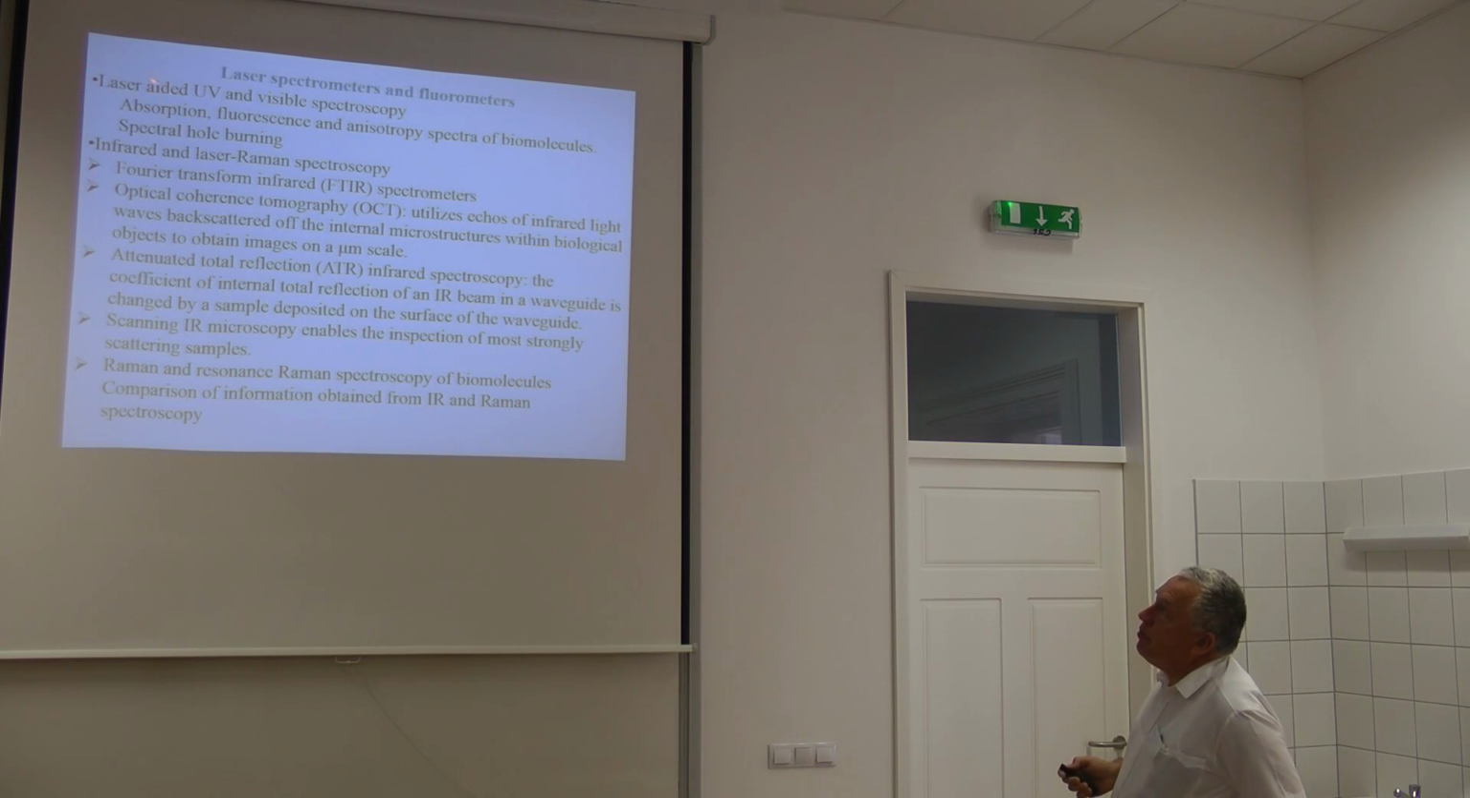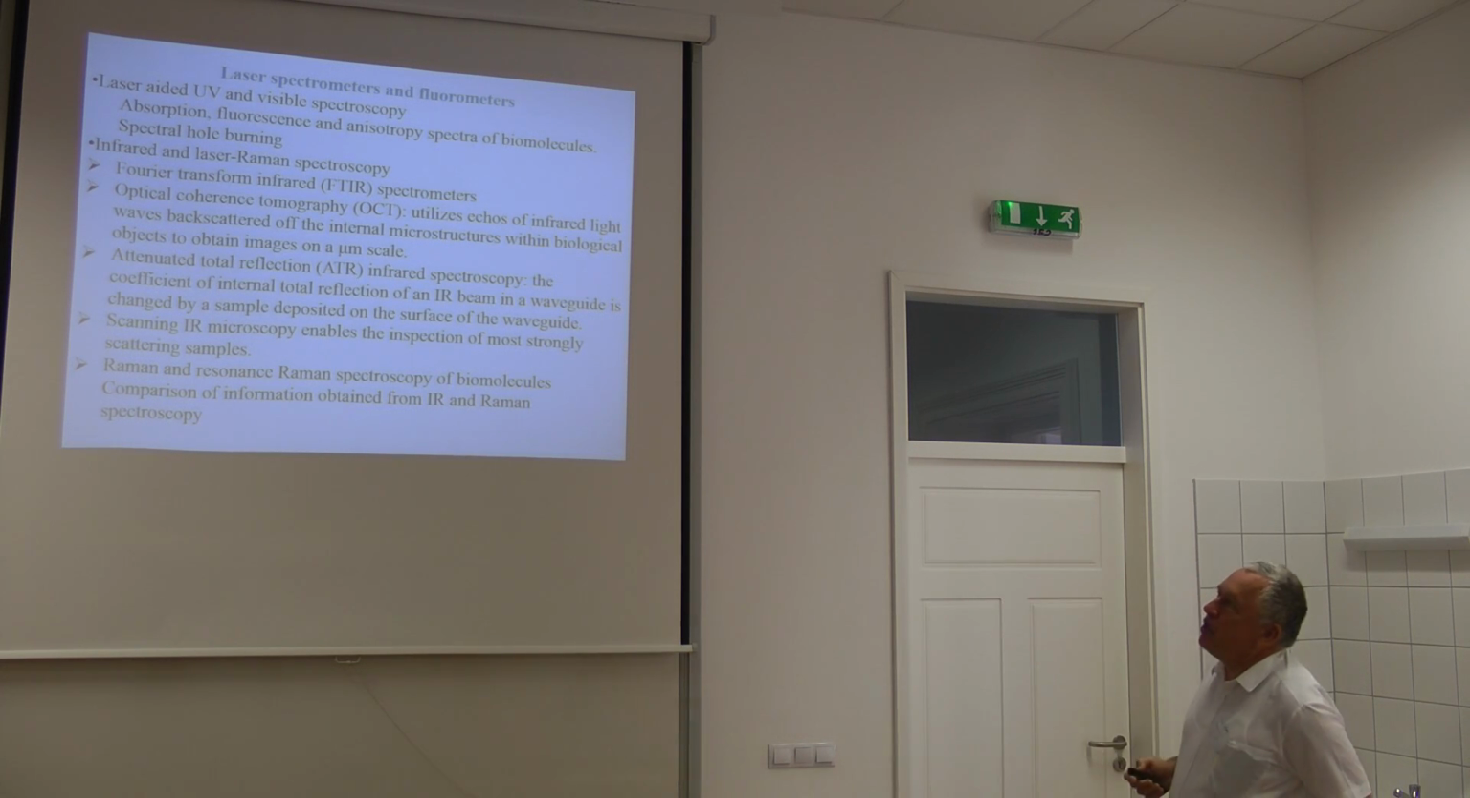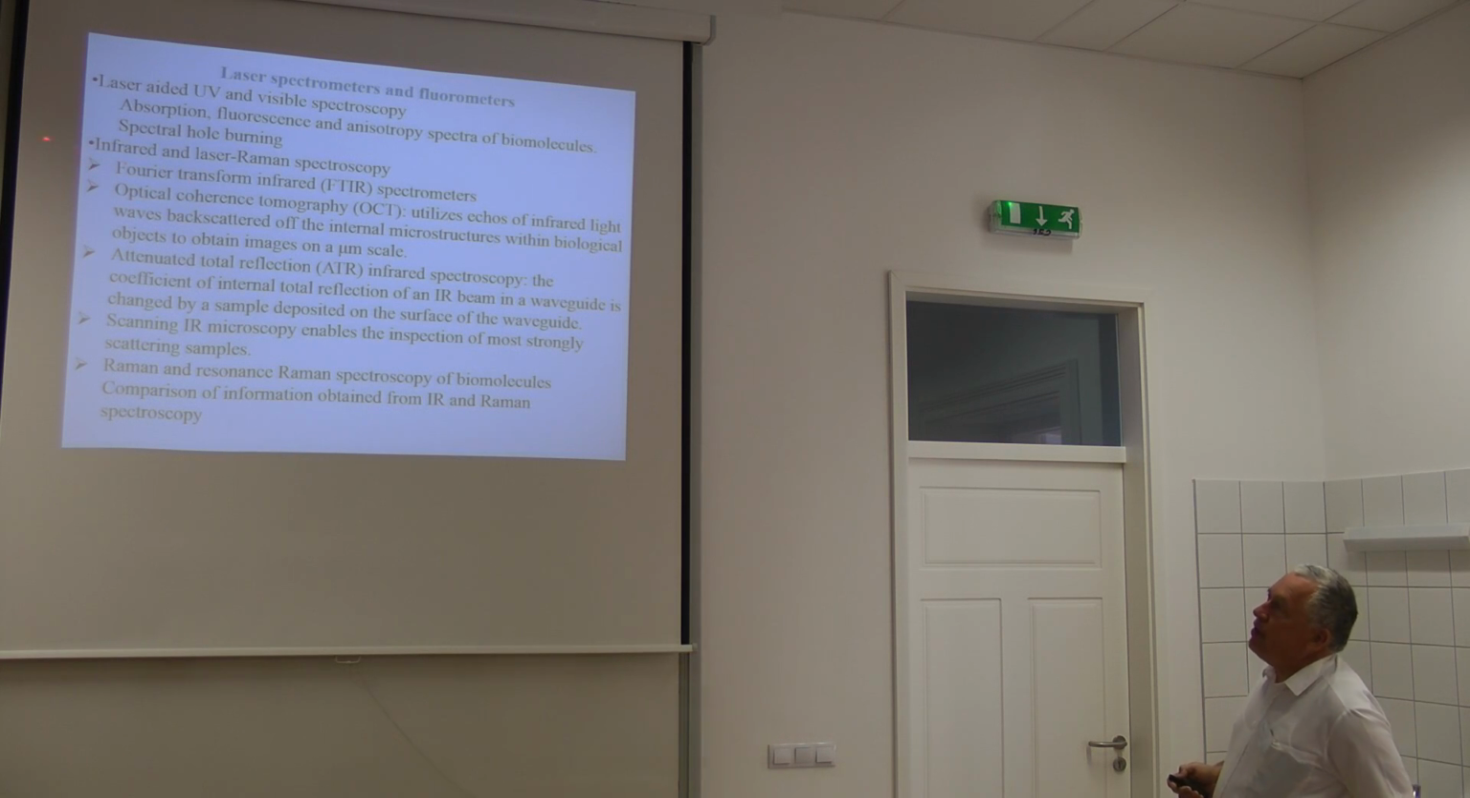In the UV or visible spectroscopy: absorption, fluorescence, anisotropy spectrum, biomolecular spectra, hole burning, these are the selected topics. In the infrared and laser Raman spectroscopy, the field is much wider. The applications are much larger. For example, the spectrum can be taken in a Fourier transform form directly, not as a mathematical construction, but a physical construction. This is called FTIR spectrometers. We heard about it already during this lecture.